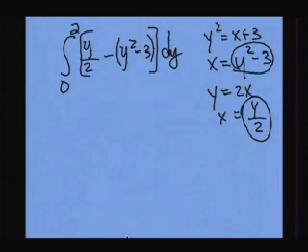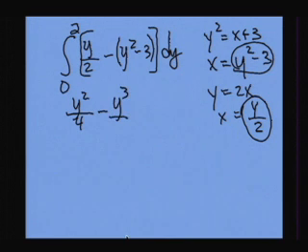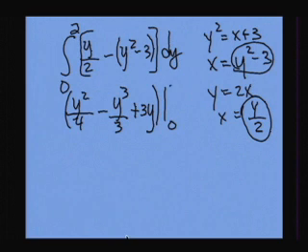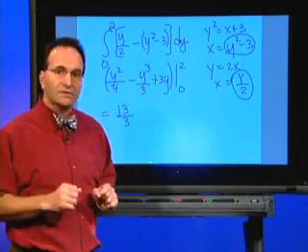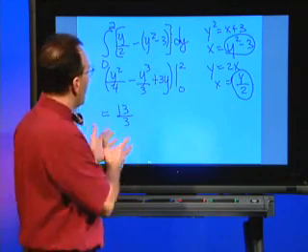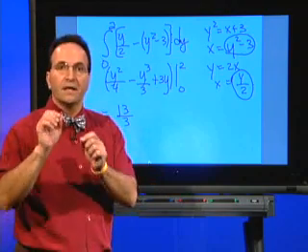So what I now have is y squared over 4 minus y cubed over 3 plus 3y. And I need to evaluate that from 0 to 2. When I work all of that out, I will get an answer of 13/3, which is the answer that I hope you got when you worked it out by taking the area underneath the whole curve and then subtracting off the triangular area. Either way, it's your choice, whichever way you see as the easier way to do it.